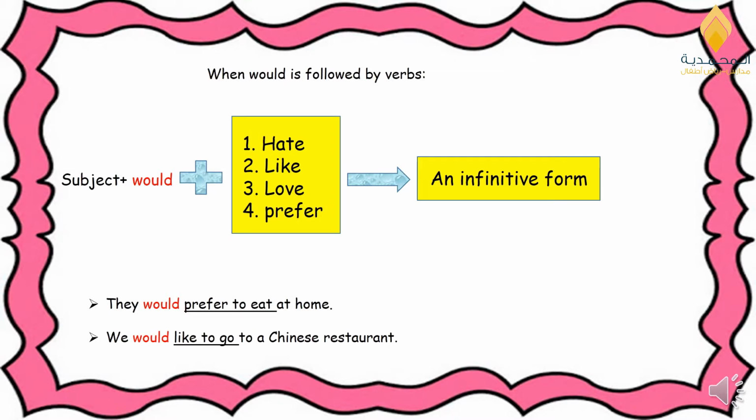When would is followed by the verbs hate, like, love, prefer, okay, what should I do? I should use an infinitive form. For example, look at the examples here. They would prefer to eat at home. They would like to go to a Chinese restaurant. So whenever you see would before hate, like, love, and prefer, you should use an infinitive form. Clear? When can you use ing and when should you use an infinitive form?